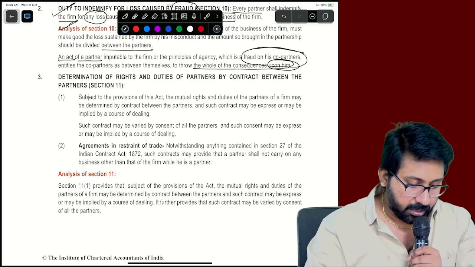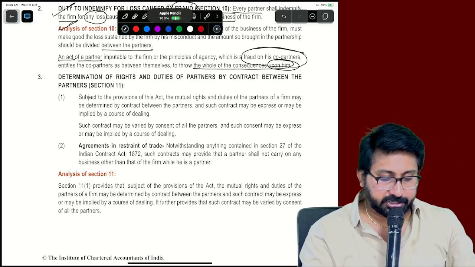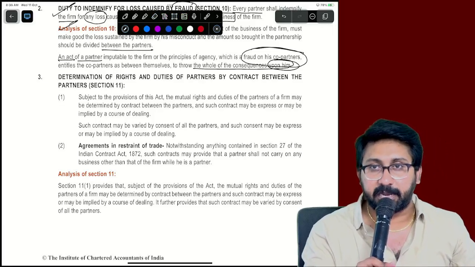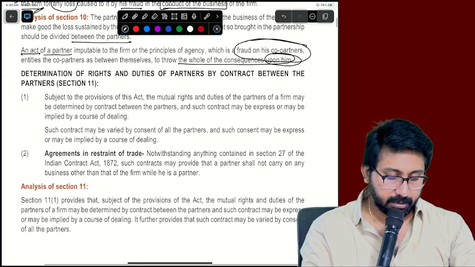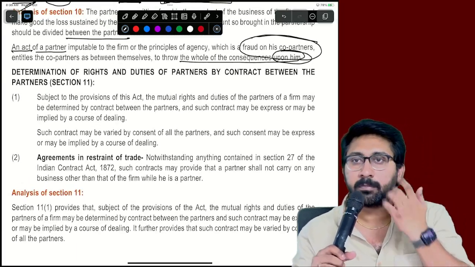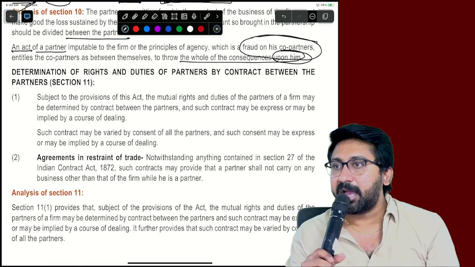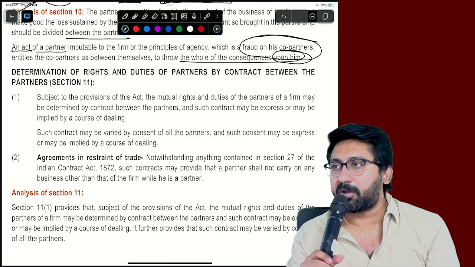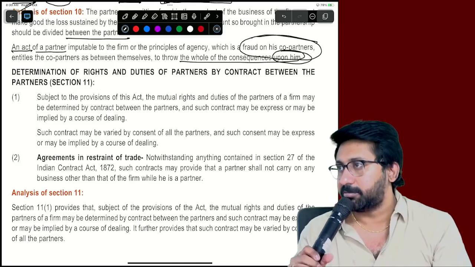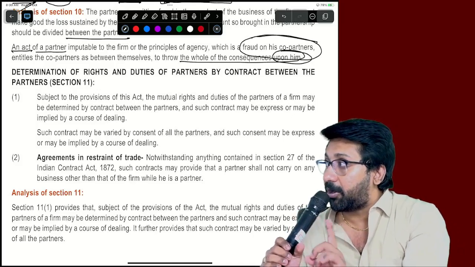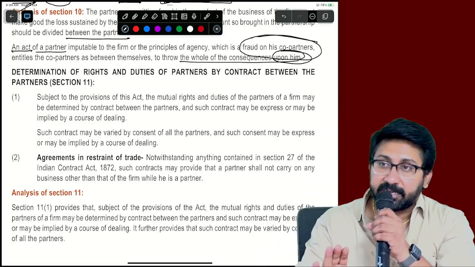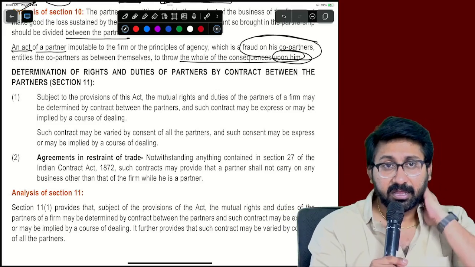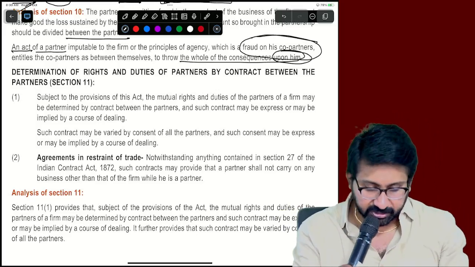Okay, let us go. So, determination of rights and duties of the partners by contract between the partners. Answer my question. What is a partnership? Partnership is an agreement. Every contract is an agreement. That's why partnership is not necessarily a contract. Partnership may be a contract, may not be a contract. Correct? So if it is a contract, he is talking about that.